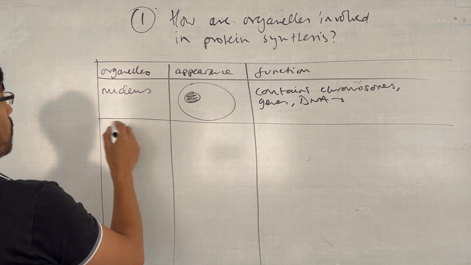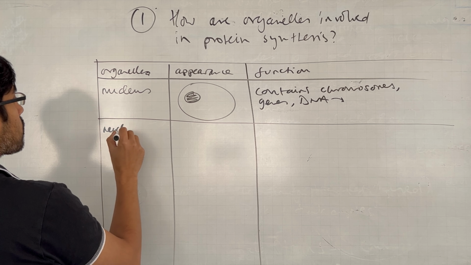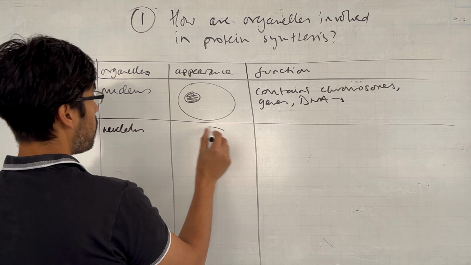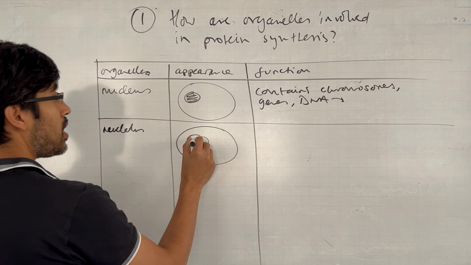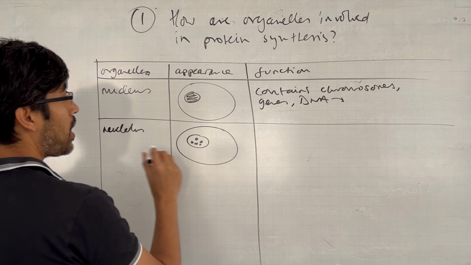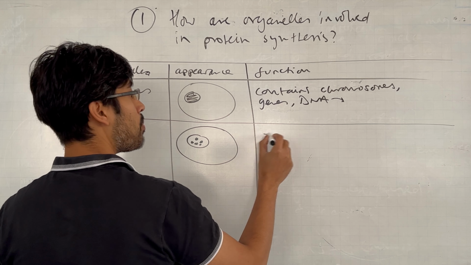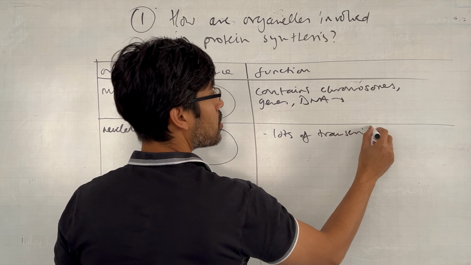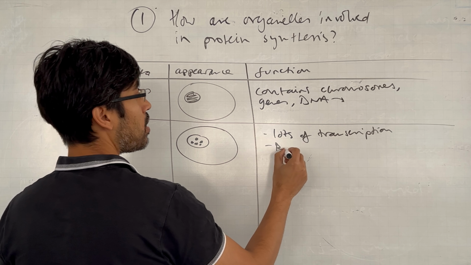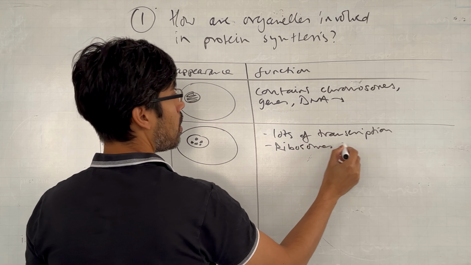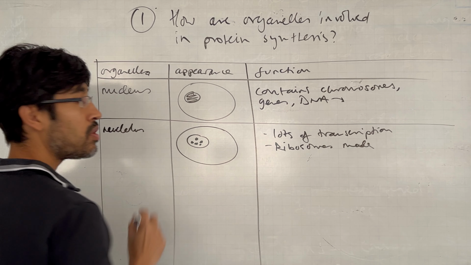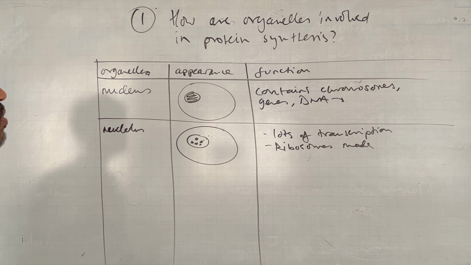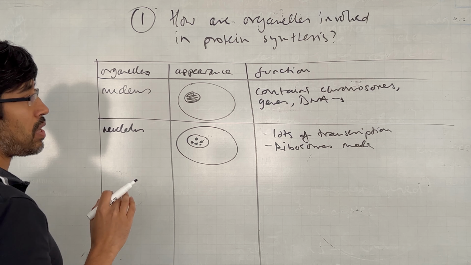Okay, then we've got the nucleolus. So if we have a cell, then we have a nucleus, and in the nucleus you've got these dark bits. That is our nucleolus. What's its purpose? There's lots of transcription going on there. That is where the ribosomes are made. Yes, the ribosomes are actually made in the nucleolus, and then the ribosomes make their way out into the cytoplasm and get attached to the endoplasmic reticulum.